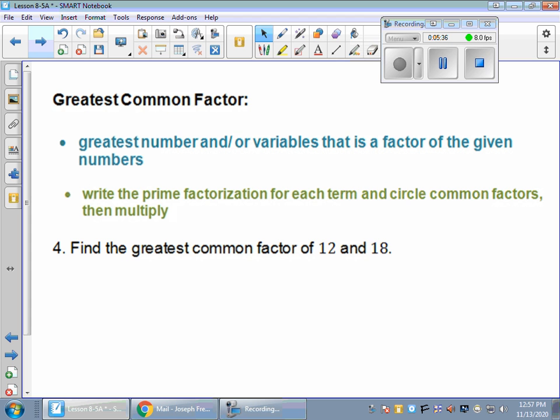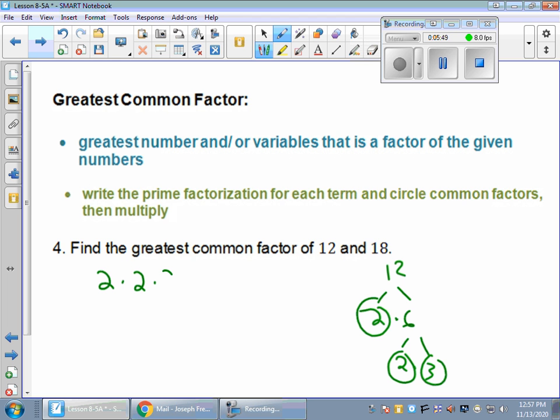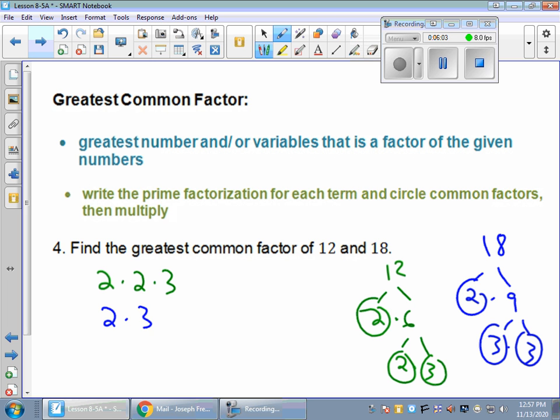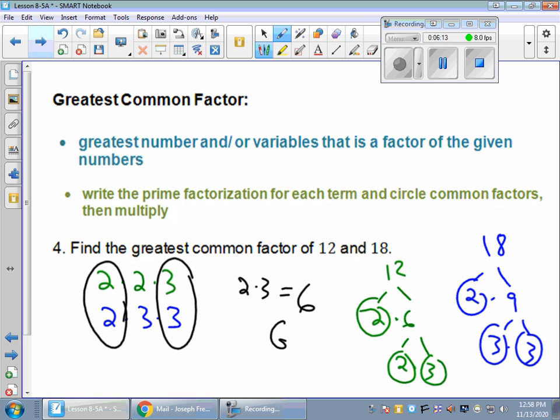So let's take a look at the number 12 and the number 18. 2 times 6, 2 times 3. So when I write out 12, 2 times 2 times 3. Next I look at 18, 2 times 9. Break that down, 3 times 3. So when I break down 18, it's 2 times 3 times 3. And then I want to finish with what is common between both. So again, in this case, 2 times 3, 6 is my greatest common factor.